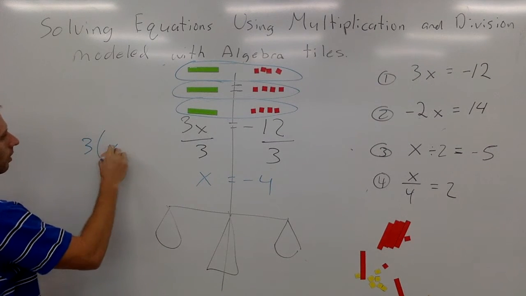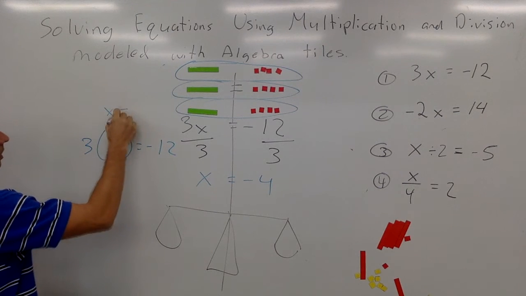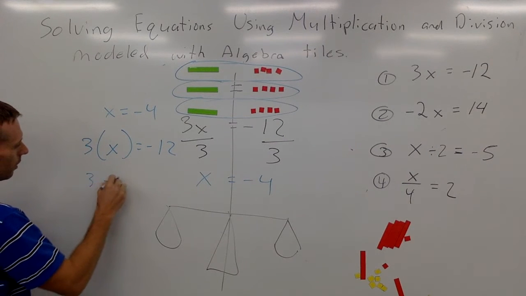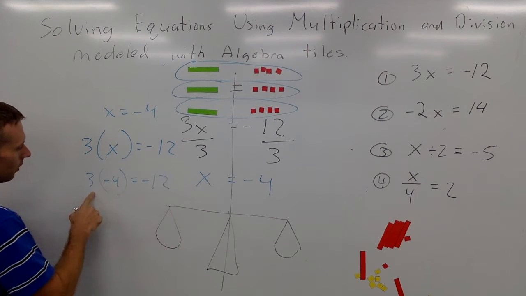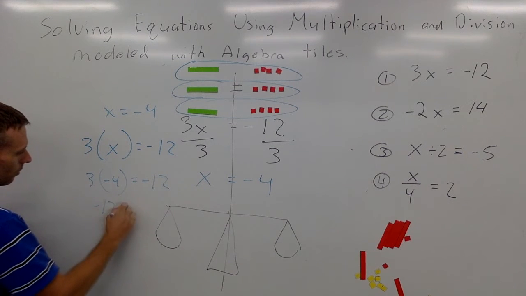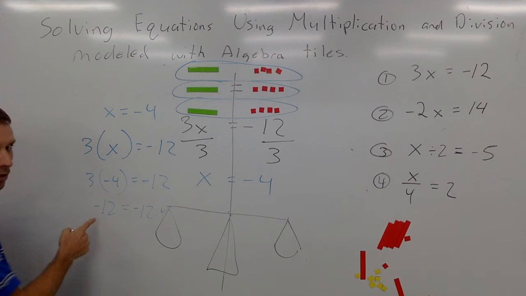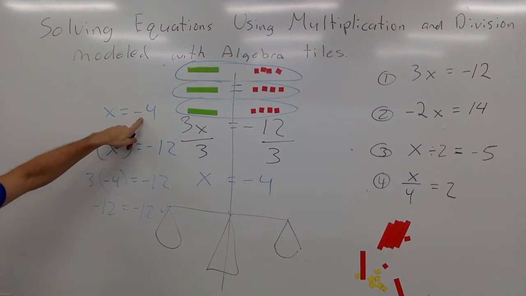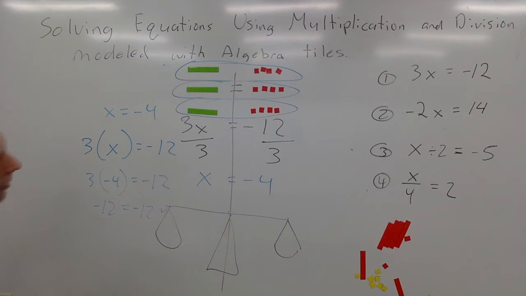3 times x equals negative 12. I think that x equals negative 4. So I'm going to substitute negative 4 in for x in 3x equals negative 12. I'm going to solve this, and I get negative 12 equals negative 12. This is correct. If for some reason I had negative 9 equals negative 12, then I would have to go back and see where I went wrong up here when I was actually solving the problem.